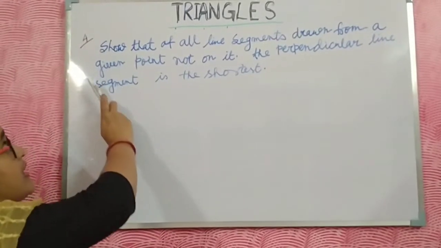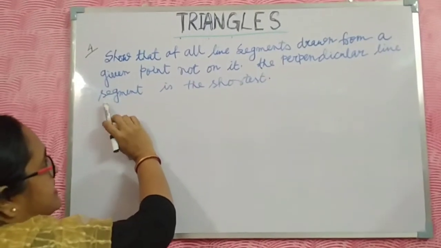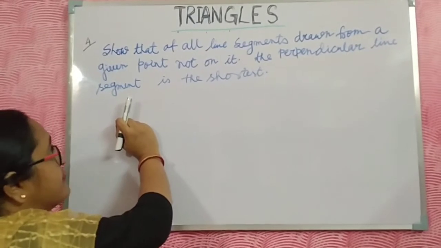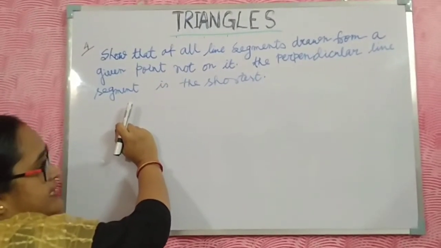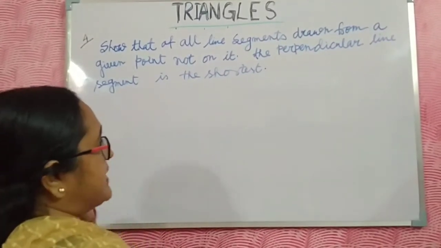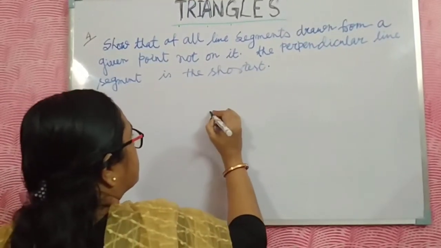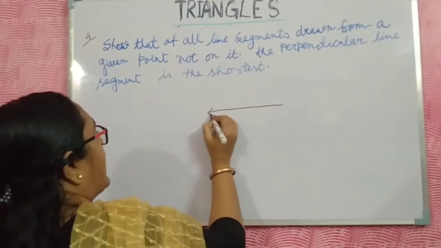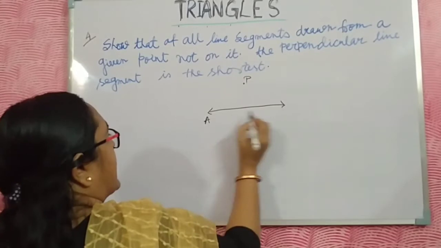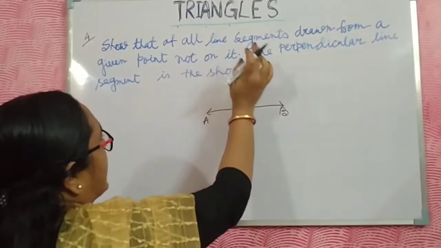Now I discuss the fourth one, maths under these triangles: of all line segments drawn from a given point not on it, the perpendicular line segment is the shortest. What is the meaning of the question? Just to understand the meaning, draw a figure and draw a line. A given point is here, I write P, and AB is the line segment.